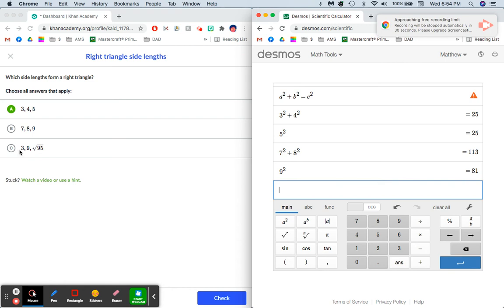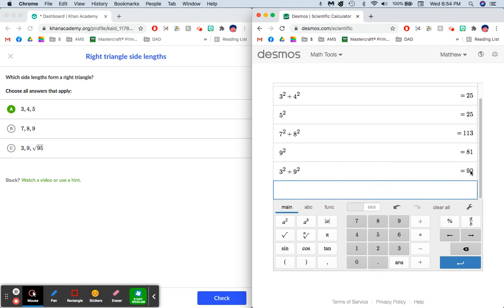One more. 3, 9, and root 95. Does 3 squared plus 9 squared equal root 95 squared? The answer is no, because it's going to be 90. I can show you if you have a root 95 and then you square it, it's going to give you back a 95. So that one's also no.